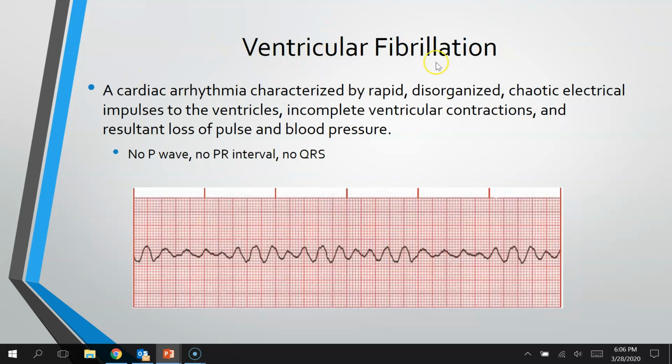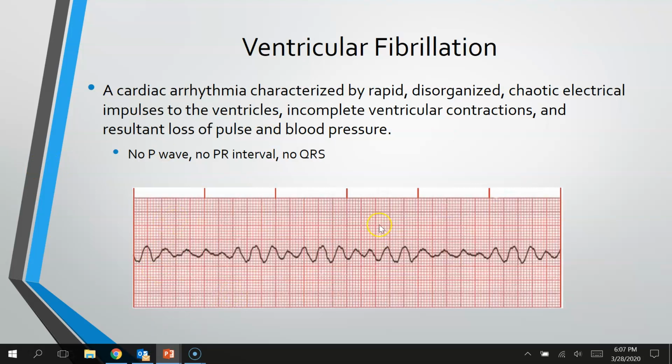VFib, or ventricular fibrillation, this is again where, just like with the atrial fib, it's chaotic impulses in the ventricles. The ventricles are not contracting completely, and what's happening is we're not having blood sent out through the body, through the arteries, so we're not going to have a good pulse, we're not going to have a good blood pressure, because there's really no systemic pumping of the blood through the body.